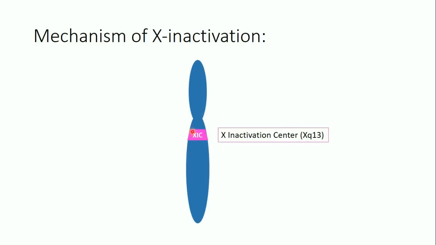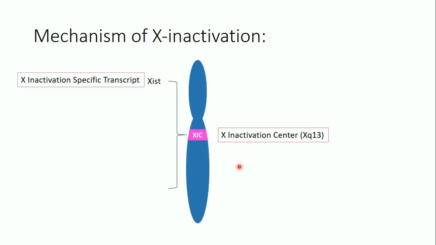In this region, there are several genes, but the most important gene, which is impacted directly in X inactivation, is the XIST. The XIST is the X inactivation specific transcript. This gene is implicated, as I told you, directly in the X inactivation. Now, you know that the chromosome is double-stranded DNA. So on one strand, we have the XIST. On the other strand of the DNA, we have the TSIX. The TSIX is exactly the antisense of XIST.